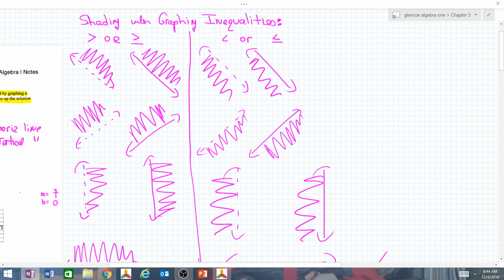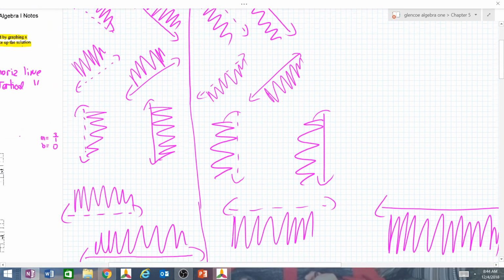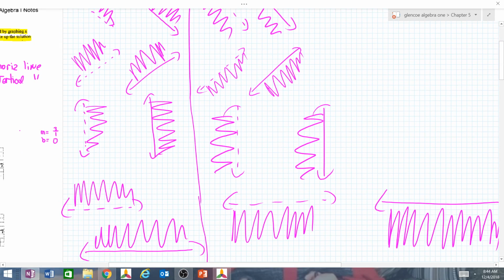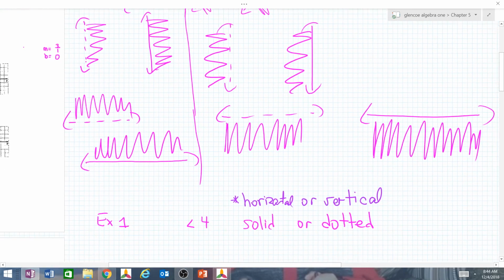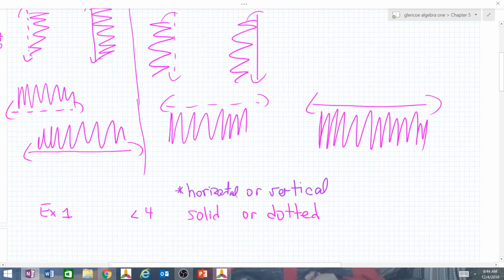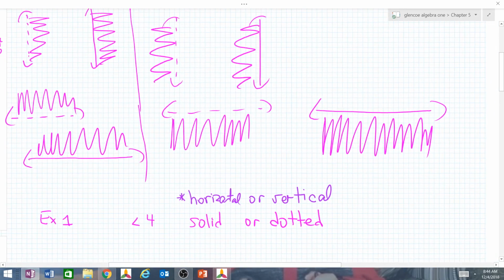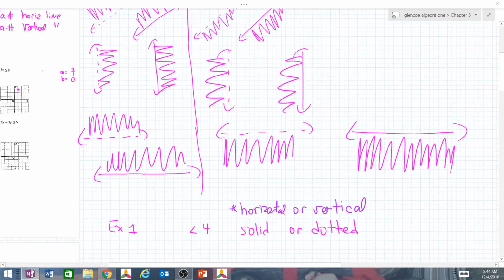What if I have a vertical line? If I have a vertical line and it says greater than or greater than or equal to, that's pretty easy. You're going to shade to the right. If it's less than or equal to, you're shading to the left. And if it's a horizontal line and it's greater than or equal to, you shade above. If it's a horizontal line and it's less than or equal to, you shade below.